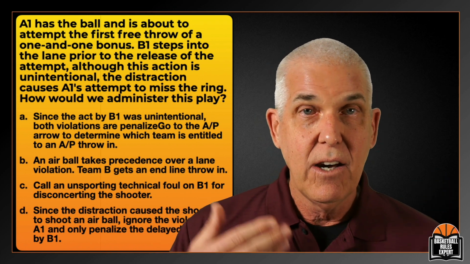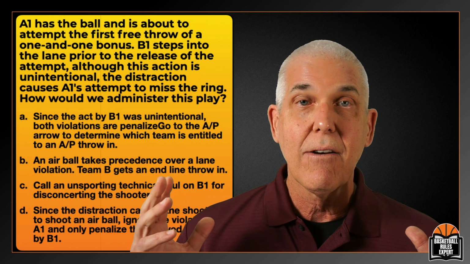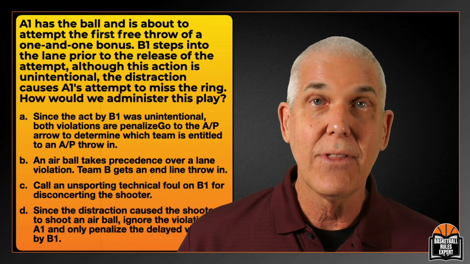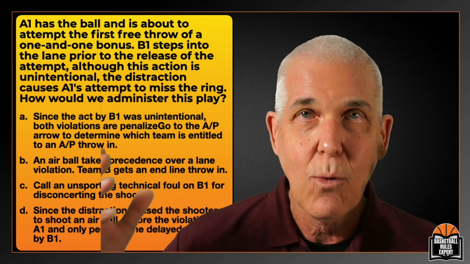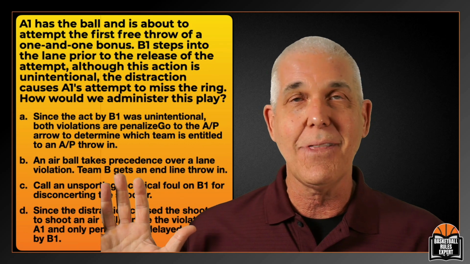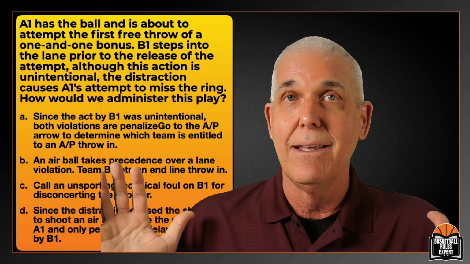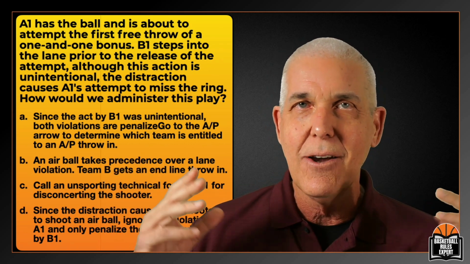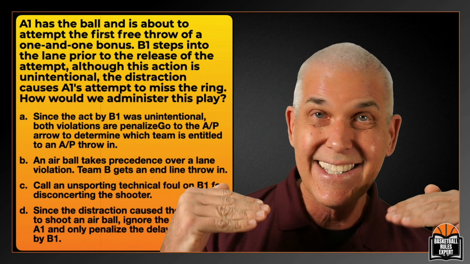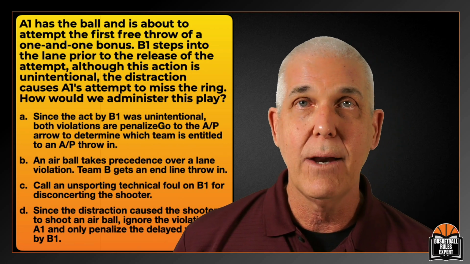Again, unlikely, unusual scenario, a player unintentionally violates, right? We see the player, they lose their balance, they start waving their arms, they step into the lane. They were trying to do the right thing, right? But this waving of the arms distracts the thrower. The thrower shoots an air ball. This is a violation by rule.